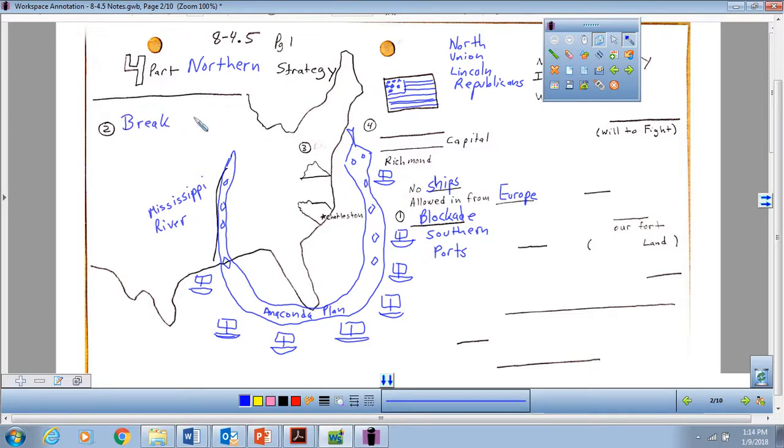Part two of the Northern strategy was to divide the Confederacy and then conquer it. And where do they want to divide it? They wanted to break the Confederacy in two at the Mississippi River. So, get control of the Mississippi River.